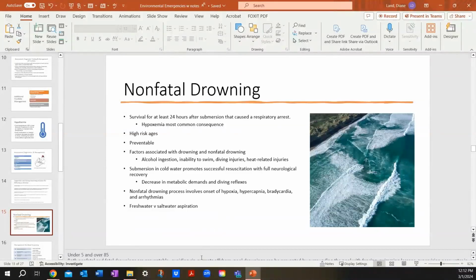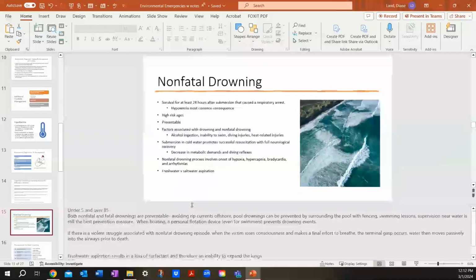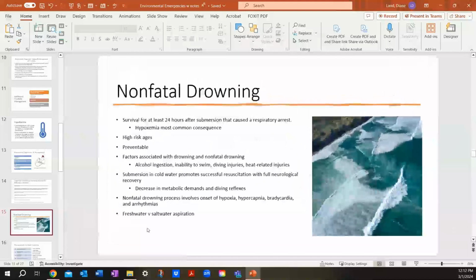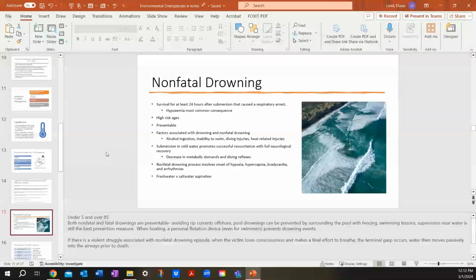So let's move on to non-fatal drowning. We used to call it near drowning, but it's survival for at least 24 hours after submersion that caused a respiratory arrest. So we don't want to give up on these patients that we find that have been under the water. Try to work on them. And they could be hypoxic. I mean, you swim in 80-degree water, 70-degree water for a long period of time, you're going to get hypothermic. That's why divers wear wetsuits, so they can stay warm. High-risk ages, again, are going to be the children under 5 and the elderly over 85.